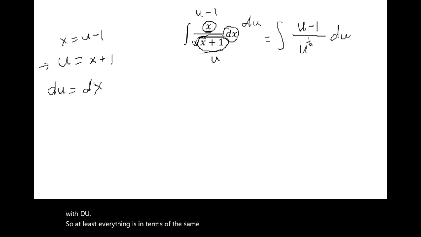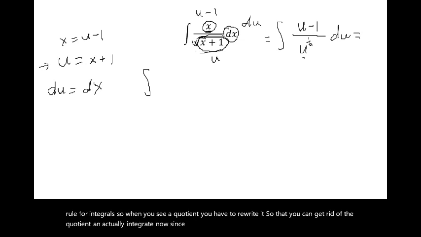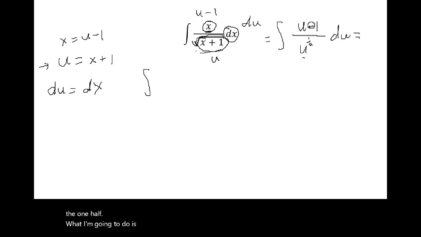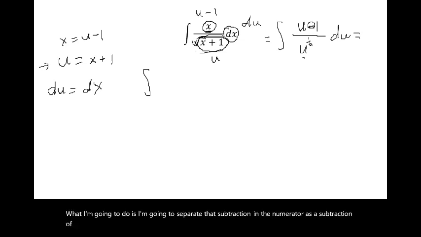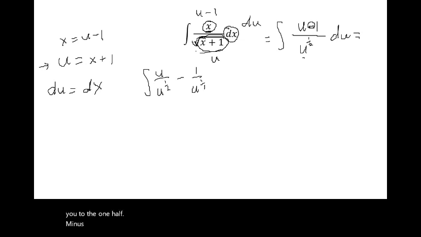However, remember, there is no quotient rule for integrals. So when you see a quotient, you have to rewrite it so that you can get rid of the quotient and actually integrate. Now, since the denominator is just this one single term, u to the 1/2, I'm going to separate that subtraction in the numerator as a subtraction of two separate fractions with a common denominator. So I'm going to write this as u over u to the 1/2 minus 1 over u to the 1/2 du.